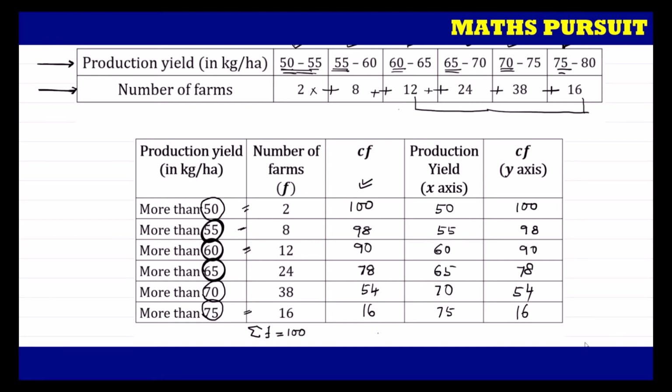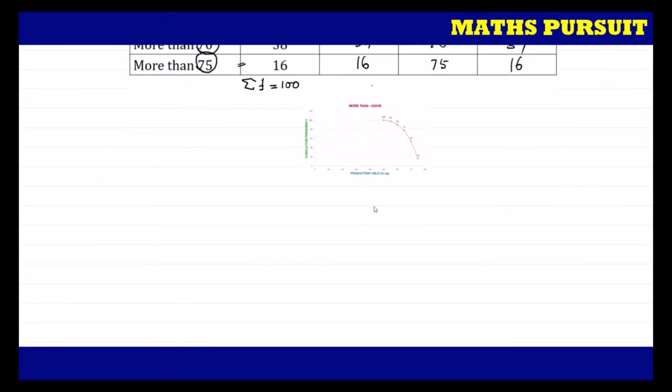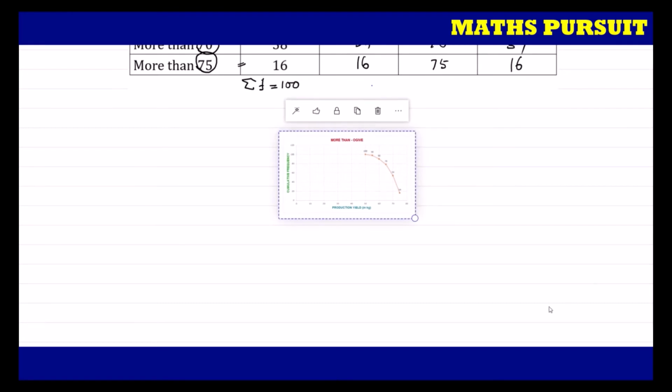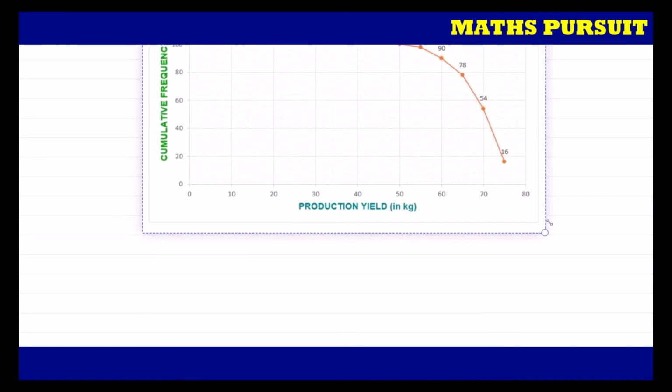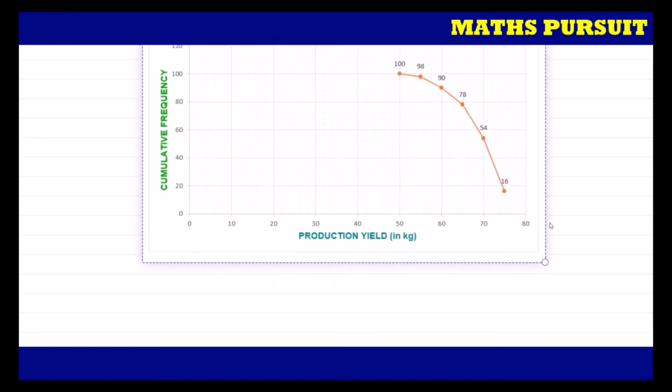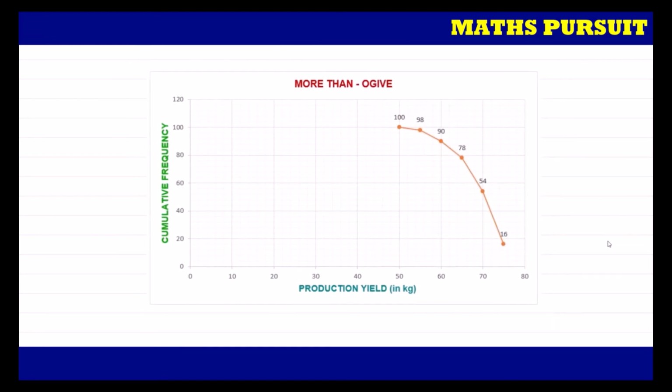Now let us look here onto the screen. I am going to post the graph, the ogive curve, more than ogive curve. If you look here to the screen, you will see that I have posted the more than ogive curve, and let us see how it looks. Now you could see that I have posted the more than ogive curve.